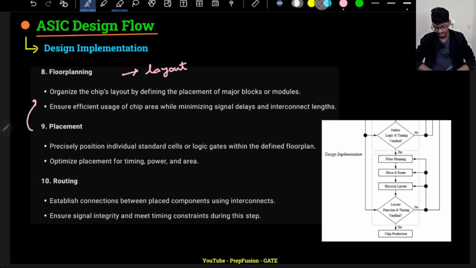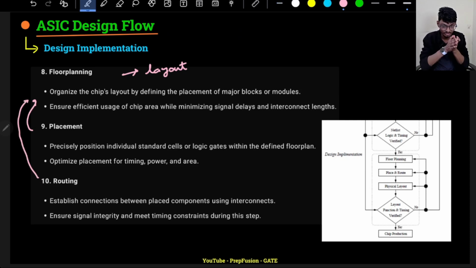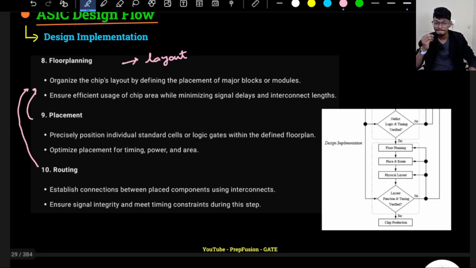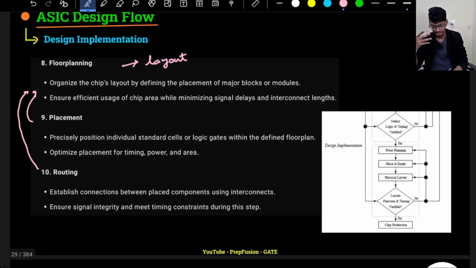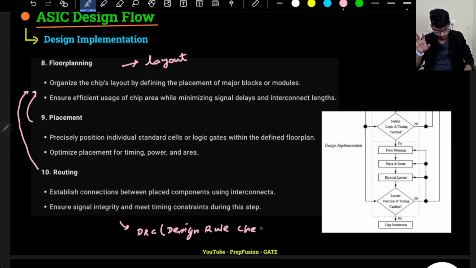You go back and forth between layout and placement, because there can be many optimizations. I will not discuss that. A few basic thumb rules there are, like DRC. DRC is design rule check. It is just like a handbook that says if you are using this technology, then you must place the chips like this or like this. So a few basic things you have, that's it.